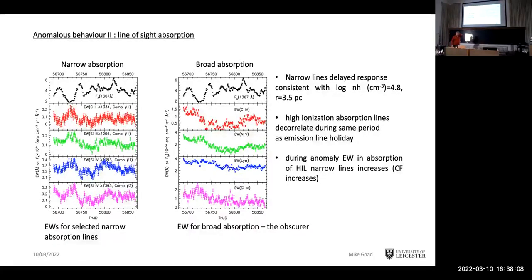Now the narrow lines, so I'm talking about these over here then, at least component 1 is consistent with gas densities of about 10 to the 5 and a distance of 3.5 parsecs. So it's definitely outside the BLR and it's in the narrow line region. So these equivalent width plots are somewhat hard to interpret.